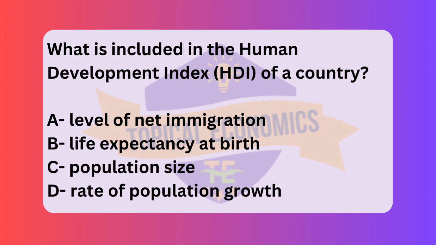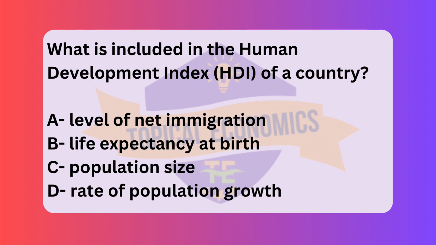What is included in the Human Development Index, HDI, of a country? A. Level of net immigration. B. Life expectancy at birth. C. Population size. D. Rate of population growth. This question is from year 2019 February-March version 2. The correct answer for this question is option B.